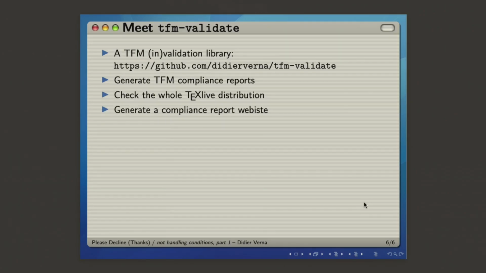And I want you to meet TFM-validate, which is a library that I wrote just last month. It's already available on GitHub. It's a library which calls the TFM load-font function, and it generates compliance reports for TFM files. You have a function which will just check a file, and there is now also a function which checks the whole TeX Live distribution and generates a website with all the compliance reports. In other words, all the files that went wrong.